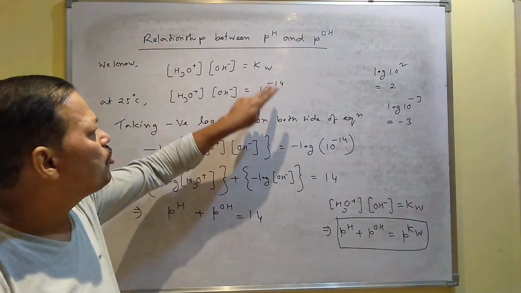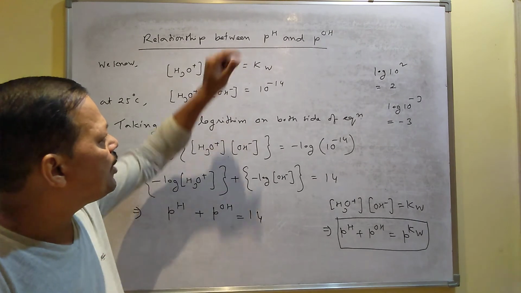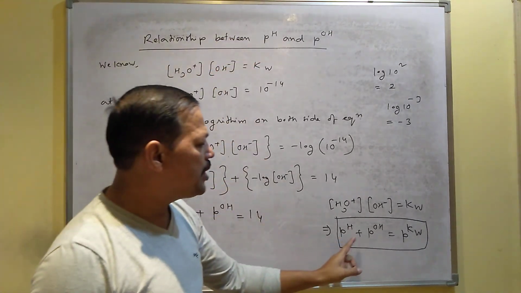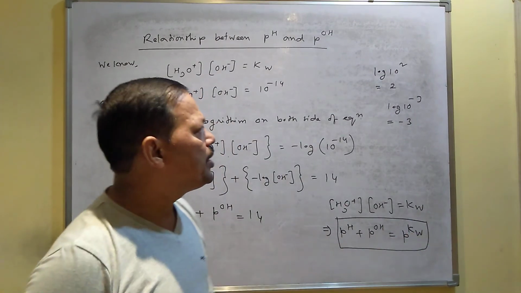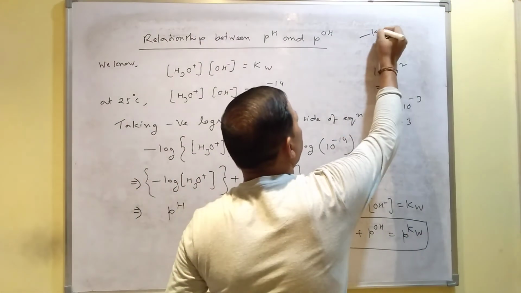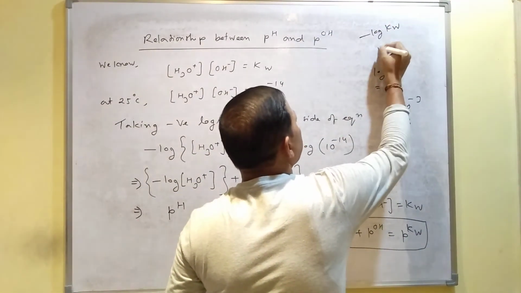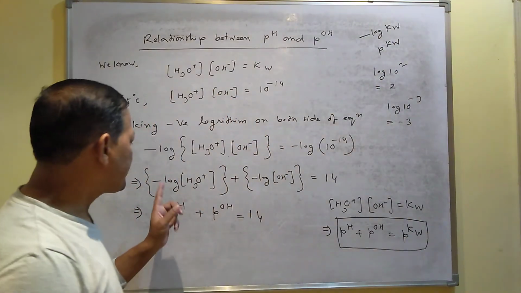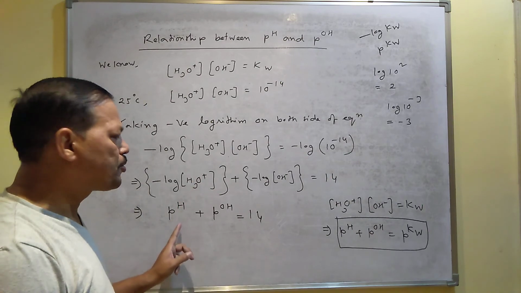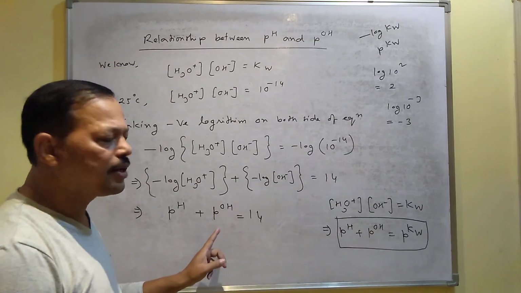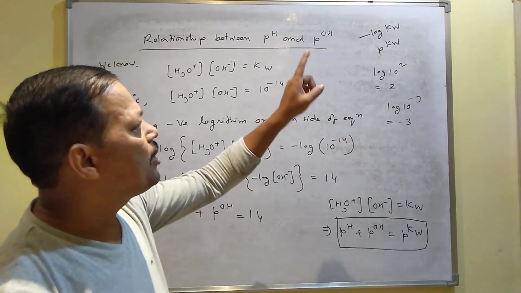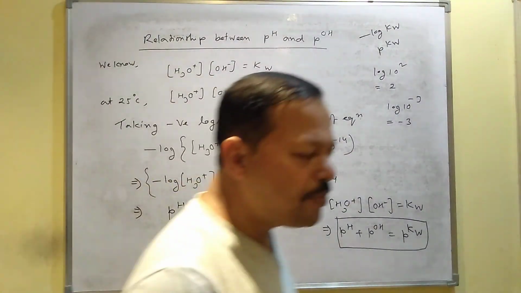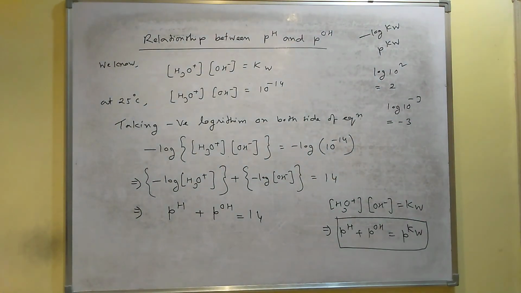If you put the value of Kw, then you will get 14, and if you keep this as Kw, then the relation goes to pH plus pOH is equal to pKw. Minus log of Kw, this you can write as pKw. That's why I have written pKw. As minus log of H plus gives pH, minus log of OH minus gives pOH. Similarly, minus log of Kw gives pKw. So this is the relation between pH and pOH.